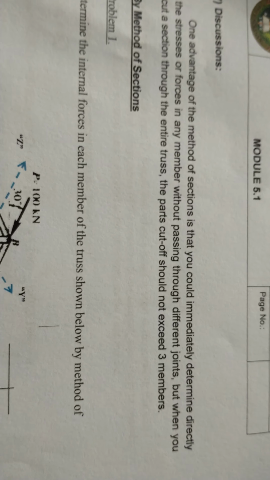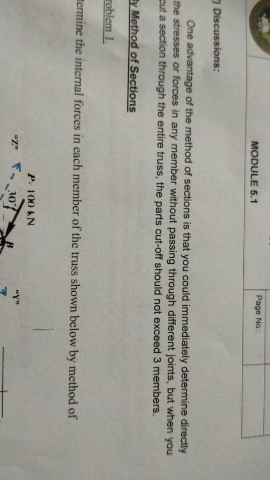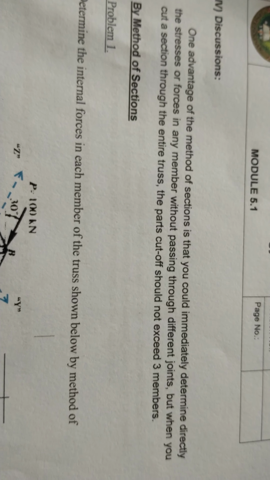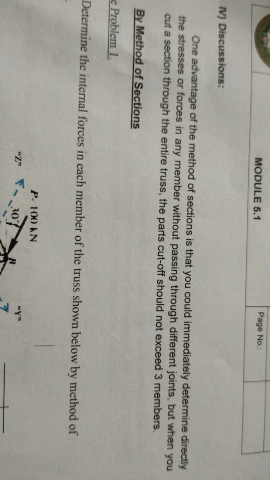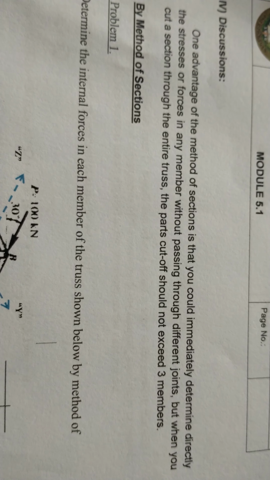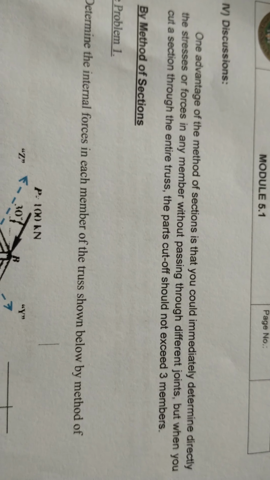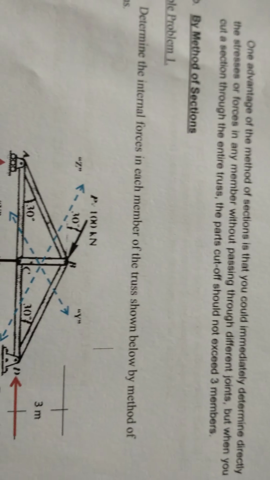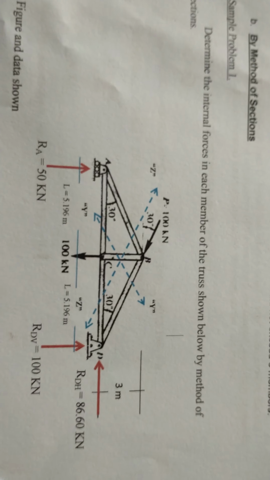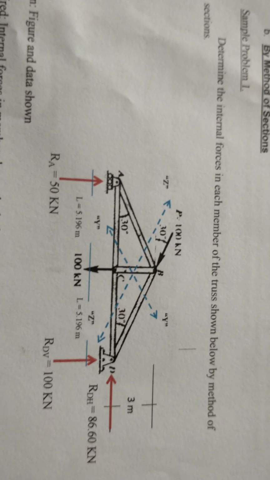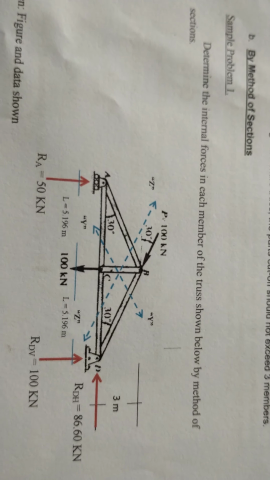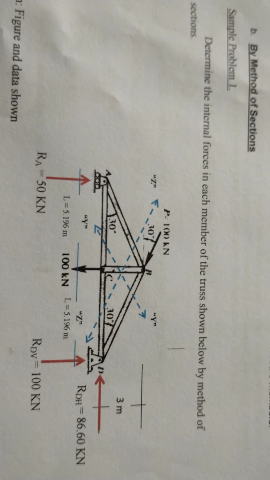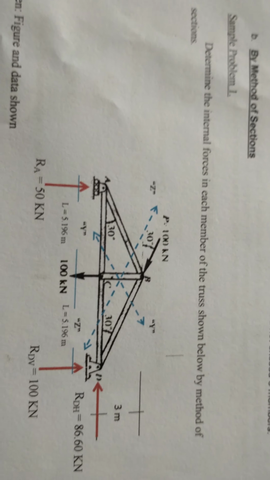one advantage of the method of sections is that you could immediately determine directly the forces in any member without passing through different joints. But when you cut a section through the entire truss, the parts cut should not exceed 3 members. Okay? So for you to understand this more clearly, we have this sample problem. Determine the internal forces in each member of the truss shown below by method of sections.